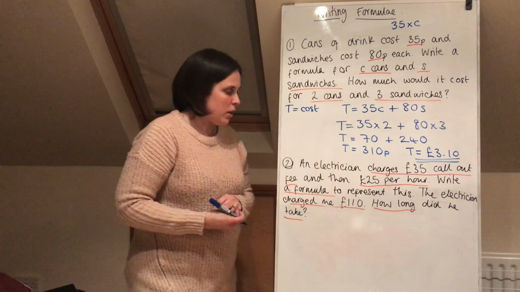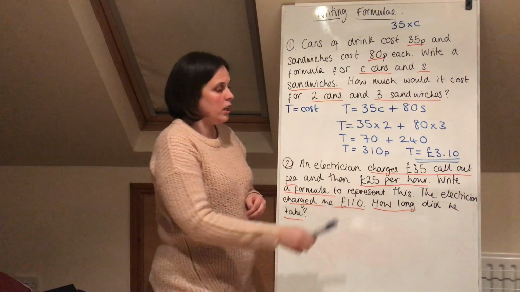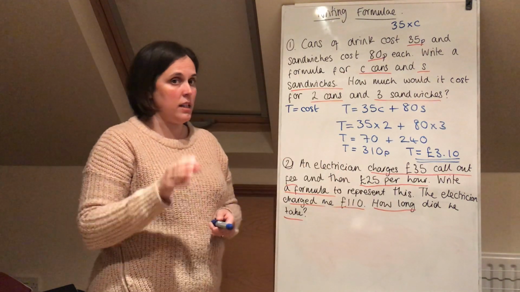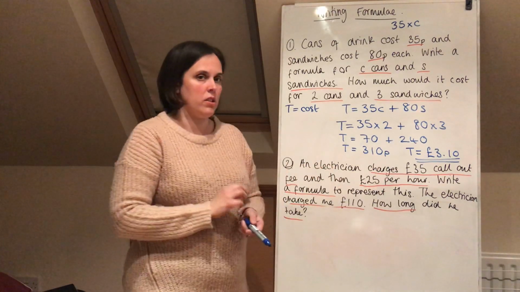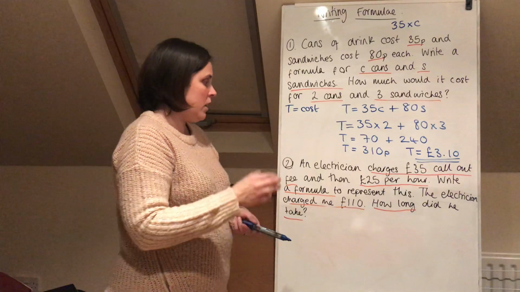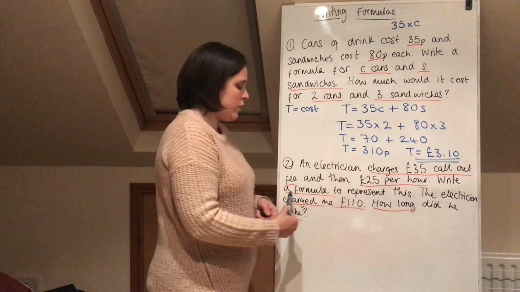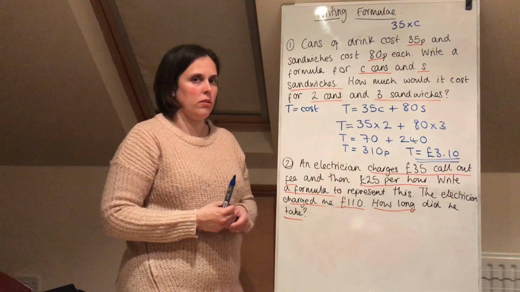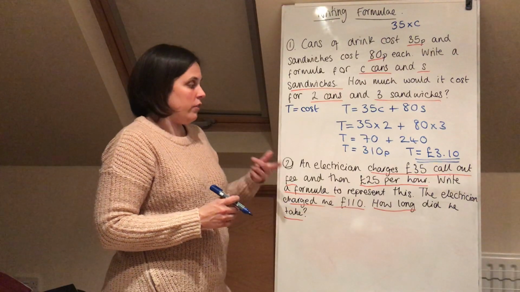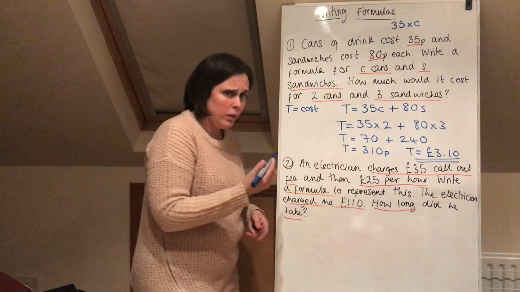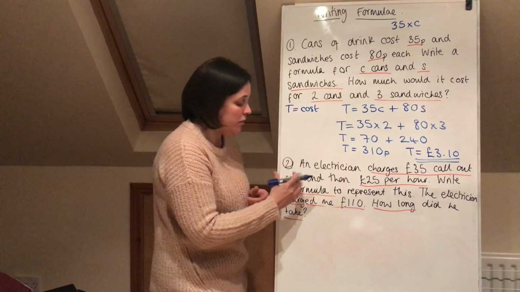Okay, so next example we have a slightly different type of formula. So this time we have an electrician who charges £35 call out fee, so that's before he's even come to your house, and then he charges £25 for every hour that he's there. So the question is to first of all write a formula, and then secondly it tells you the electrician charges £110, and the question is, well, how long was he there for then? So first of all we need our formula. We need to decide on what letters we're going to have because they're not telling you in the question.